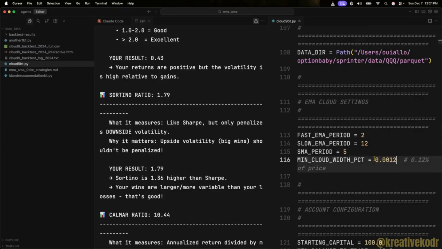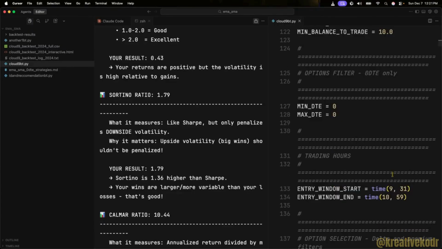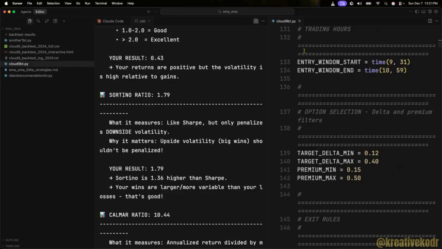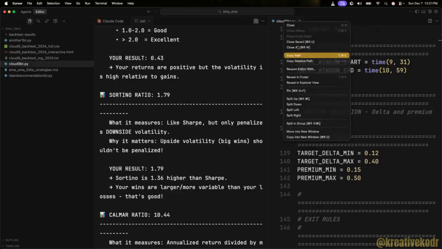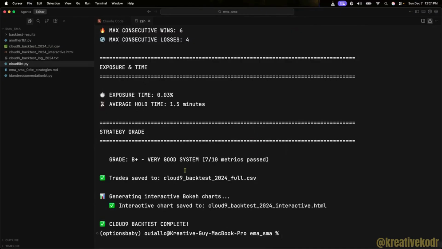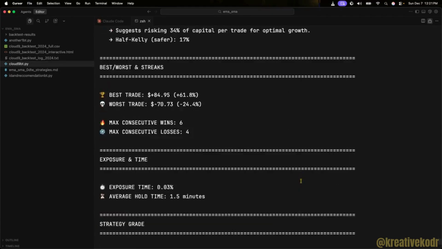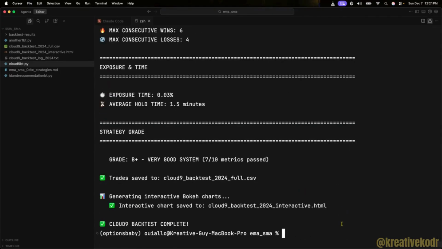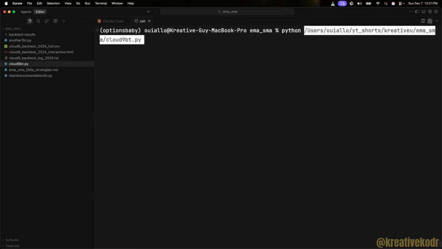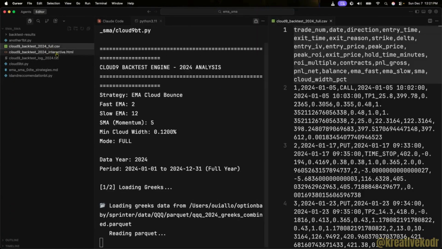I'm not going to hold you. So I'm going to keep it at 12, and then keep everything else, and then let's see what happens. So we got better. Okay, 63%, but 27 trades. All right. Let's run it again. This is just slight work.